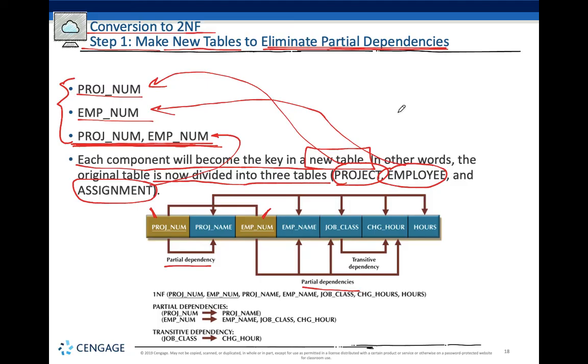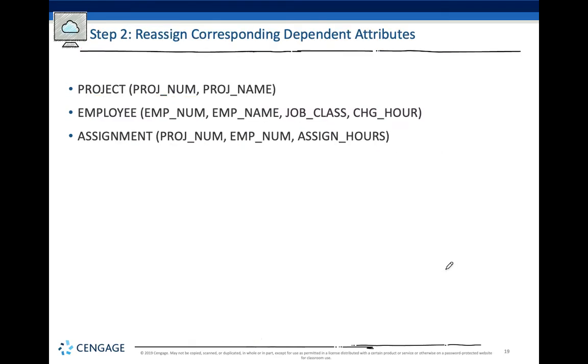So that's how you eliminate partial dependencies. Always, the way to eliminate even the transitive dependency is going to be to create a new table, a separate table. So then we have the three tables. So now that we have the three tables, what do we do next?